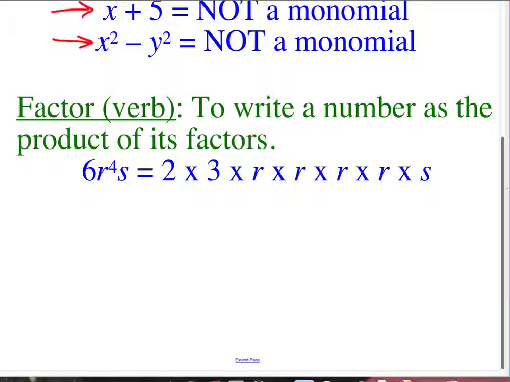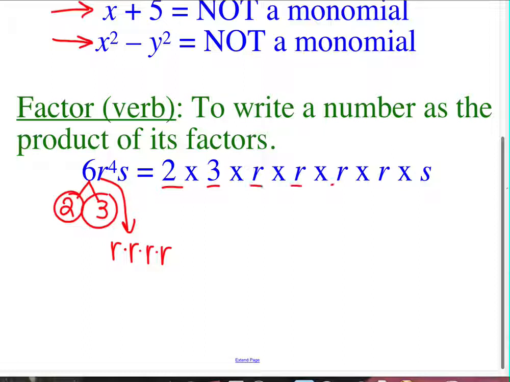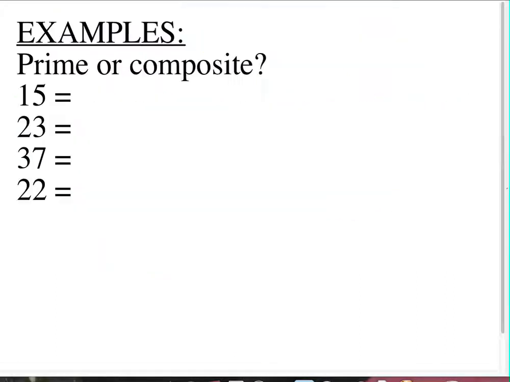What they've done in this long list here, they've taken the 6 and they factored it into a 2 and a 3. So that's where that 2 and 3 come from. They've taken the r to the 4th and broken it down into its 4 individual r's. That's where this comes from. And then they took this s and stuck it on at the end. Since there's only one s, you only need one s in your list. So we are going to be factoring these monomials here in a few minutes.